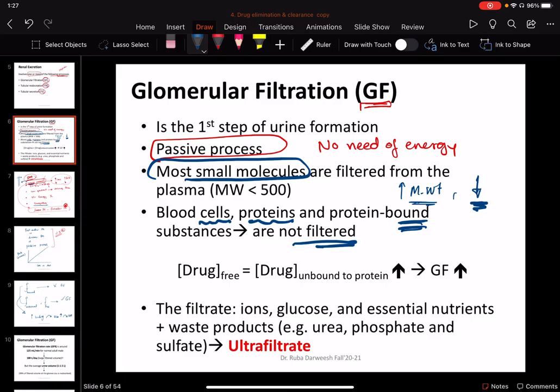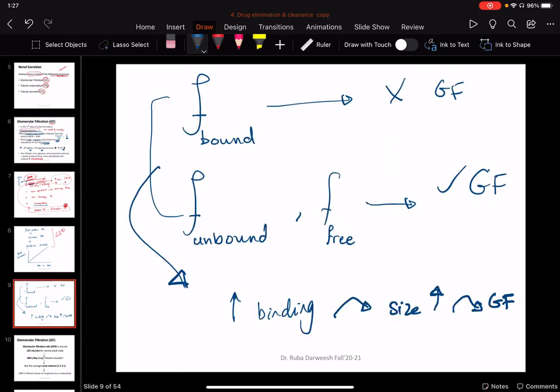And this is what I just wrote here: the free drug, or unbound to protein, means the glomerular filtration will happen. And as the fraction, let me just write it here. If the fraction of the bound drug increases, then the glomerular filtration will be decreasing. If the unbound or free drug increases, then the glomerular filtration will be increasing.